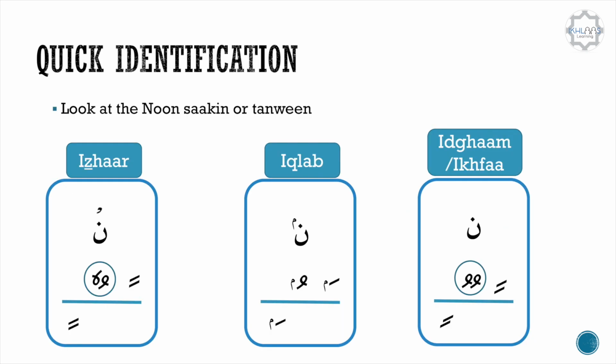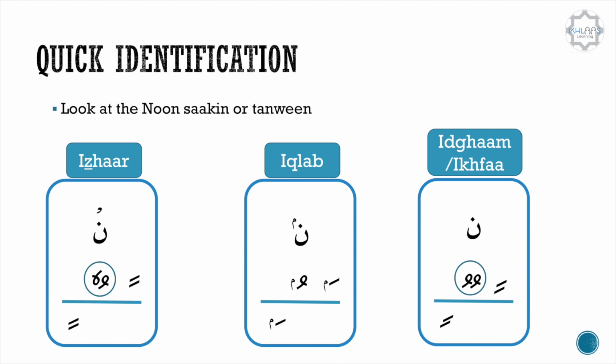A quick way to identify the rules of Noon Saakin or Tanween is to look at the symbols. For the rule of Idhar, the Noon will have a permanent sukoon. The Tanween signs, there will be a 69 for the Dammatain, and for the Kasratain and Fathatain, you will see that they are parallel to each other.